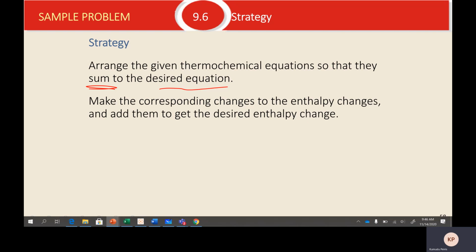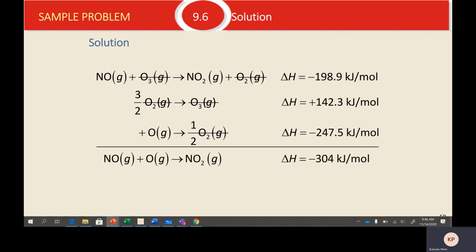So we may need to change the sides, or we may need to multiply or divide these equations, and then we add all these reactions together to get the desired enthalpy change. As an example, this was the first one. So I'll write NO plus O3 goes to NO2 gas and O2 gas, using the enthalpy as it was given. Next, 3/2 O2 gas goes to O3, so it was 142.3 kilojoules.